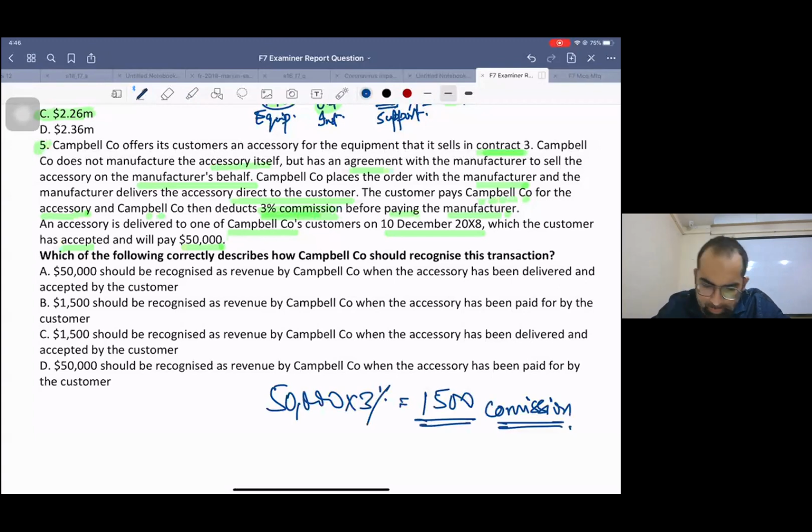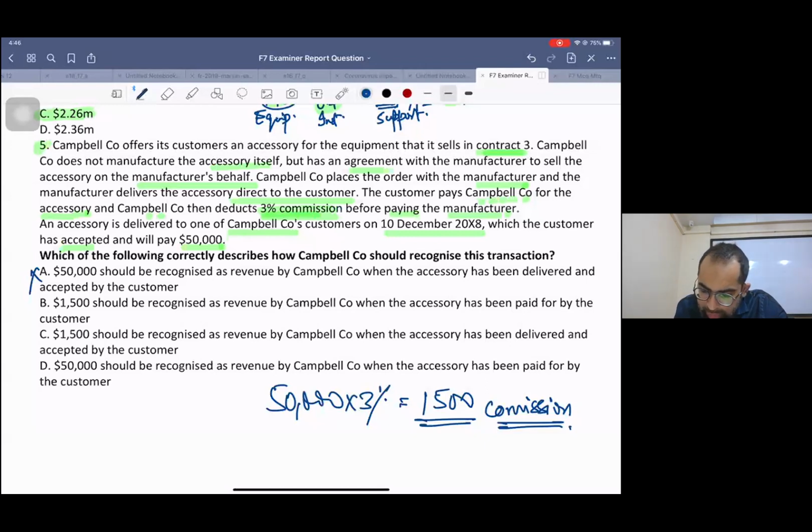Now let's read: which of the following correctly describes how Campbell Company should recognize this transaction? Number one, 50,000 should be recognized as revenue. Wrong, very wrong. Sorry, we are not principal, we are agent. 50,000 is not our revenue.